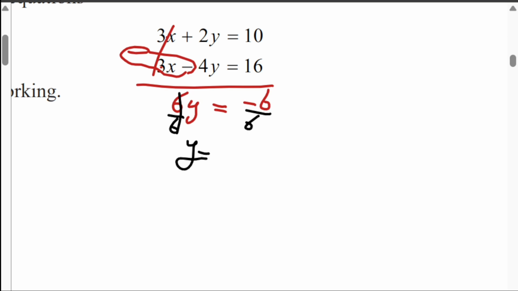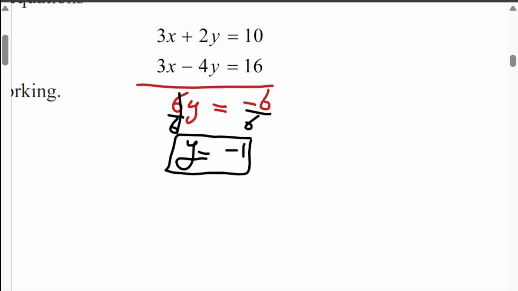What's negative 6 divided by 6? Is negative 1. We got y. That's amazing. Let's find x. How do you find x? We substitute in any of these equations.